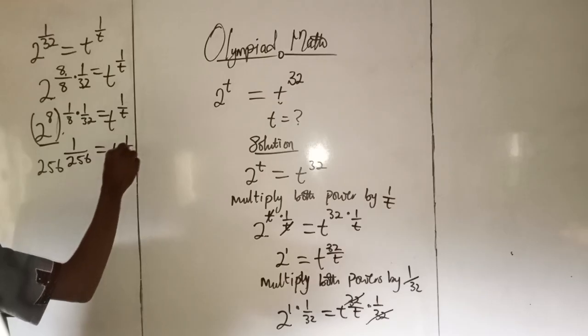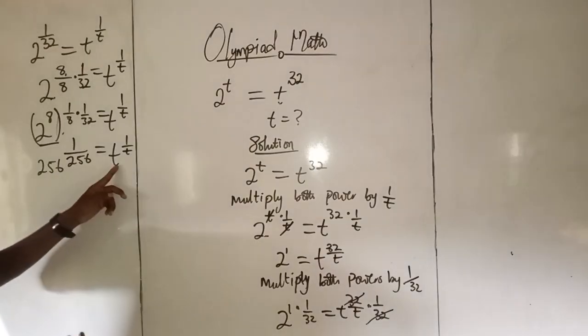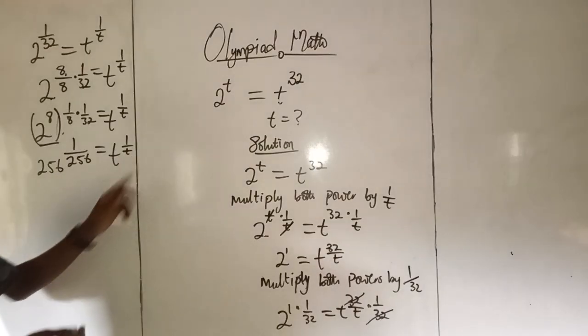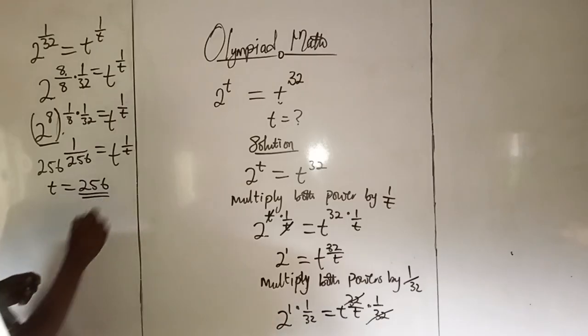Equals t to the power of 1 over t. So definitely it's obvious now that we can compare both sides of the equation. I see now. So definitely t equals 256 without stress.